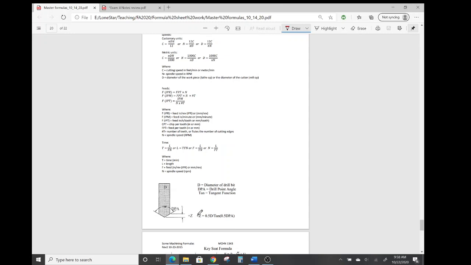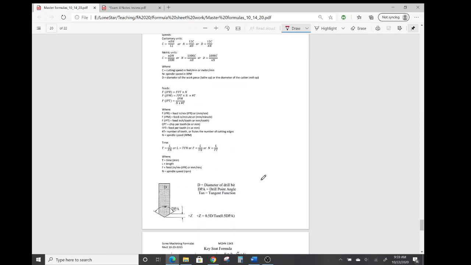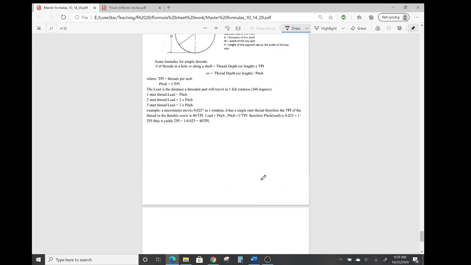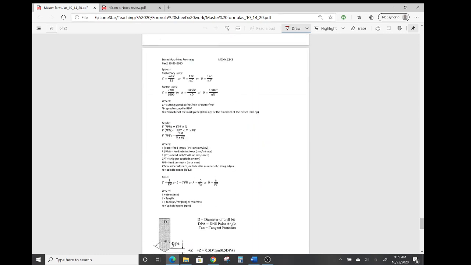But the formula is your Z-add is 1/2 the diameter divided by the tangent of 1/2 the drill point angle. So it's the tangent of 1/2 the drill point angle divided into half of the diameter of the hole, and that gives you your theoretical Z-add. All right, this should become more evident as we do the problems. So this is on page 20 of 22 of your master formula sheet. Okay, all right, so let's go to our notes and get started.